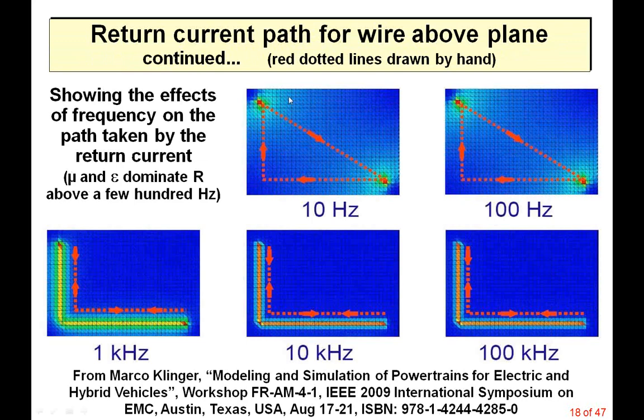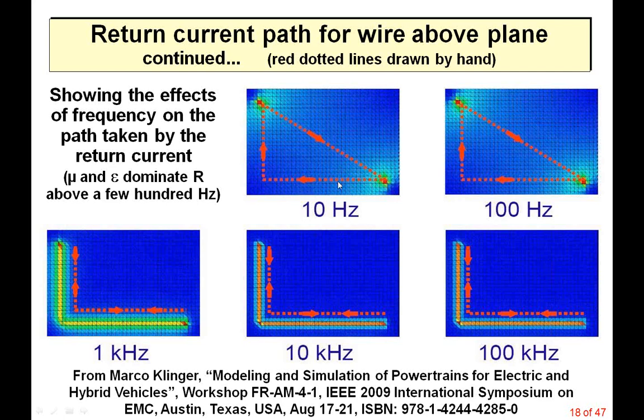The simulations are to do with the color shading. Red is a high current density, and dark blue is a low current density. And they drew these dotted lines on to help us understand what was going on. So the field solver doesn't draw these lines on. That was done manually afterwards.